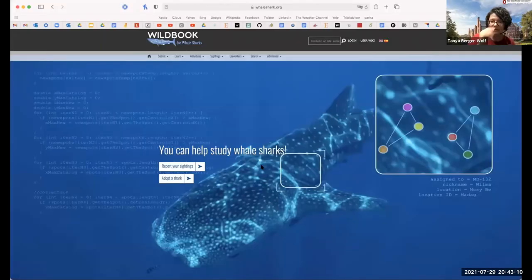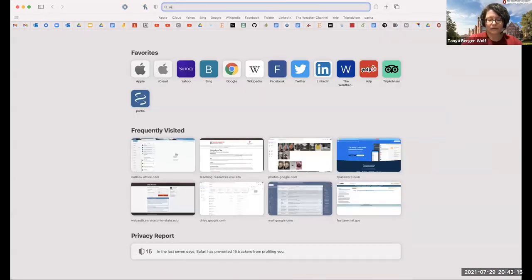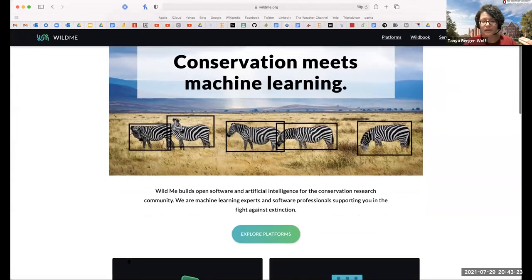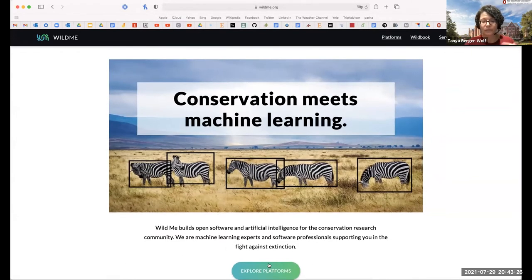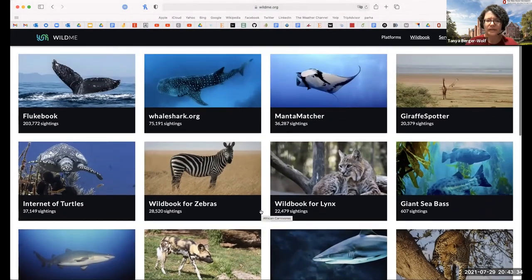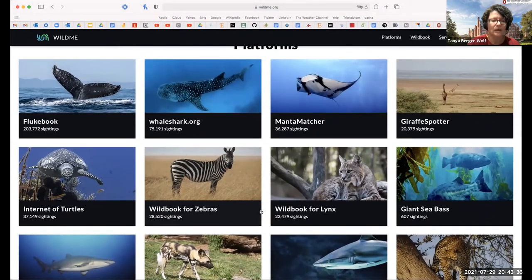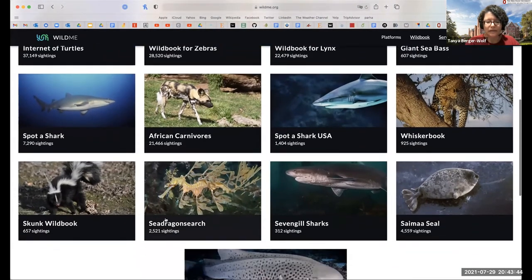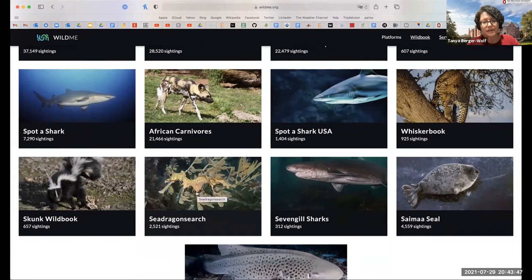And so we decided to start a nonprofit. So we started this nonprofit, Wild Me, and it's in more general AI, artificial intelligence for conservation solutions. One of the big projects is the platform's Wild Books that can go from image to individual identification. So right now we have platforms for more than 60, I think the latest count, 63 species, ranging from whales and sharks to lynx and zebras and turtles and skunks and even weedy and leafy sea dragons.